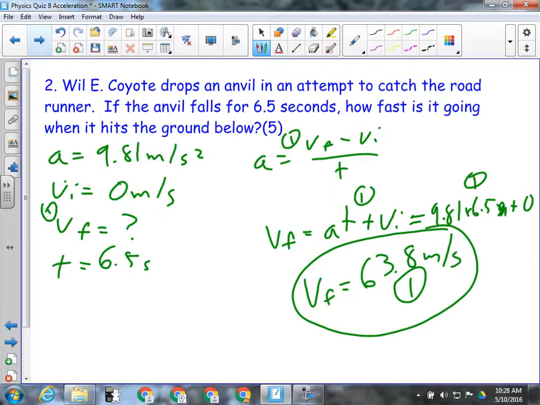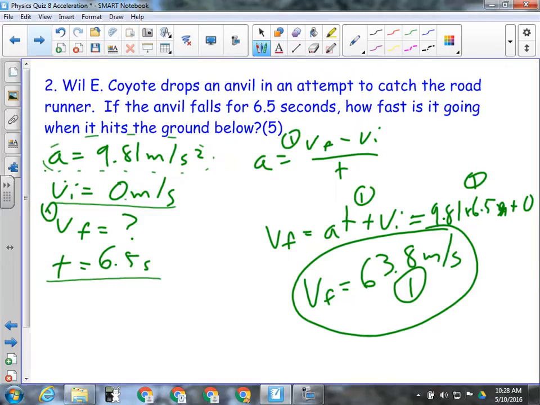Anyway, the anvil falls for 6.5 seconds. That's one of our givens. The other givens are things that it doesn't outright tell us, but that we have to know. If we're dropping something, then it wasn't moving at the beginning of the question. Anytime something is dropped or released or falls, its initial velocity is 0 meters per second. If it isn't 0, then it would say it's thrown at this velocity or projected at this velocity or something like that. All things on Earth, regardless of their mass, fall at 9.81 meters per second squared.